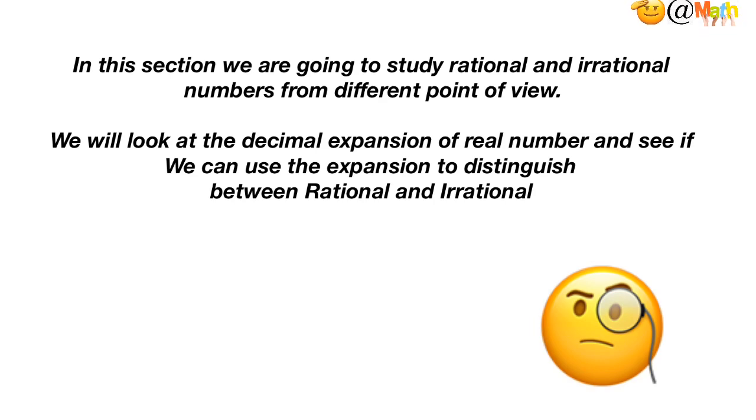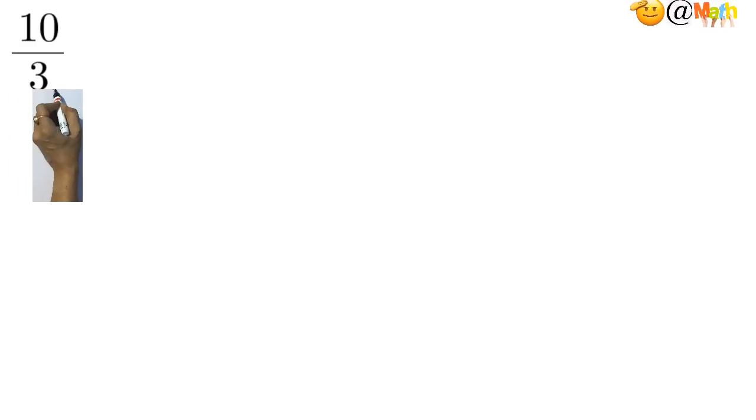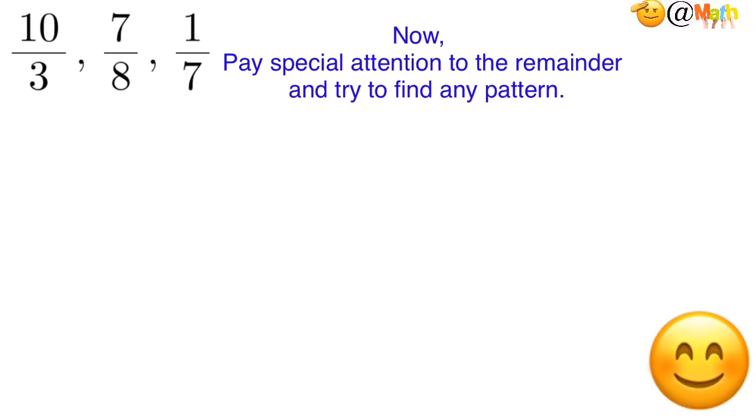In this section, we are going to study rational and irrational numbers from a different point of view. Different point of view? Yes, we will look at the decimal expansion of real numbers and see if we can use the expansion to distinguish between rational and irrational. Let us have some examples. Find the decimal expansion of the given number. Now pay special attention to the remainder and try to find any pattern.